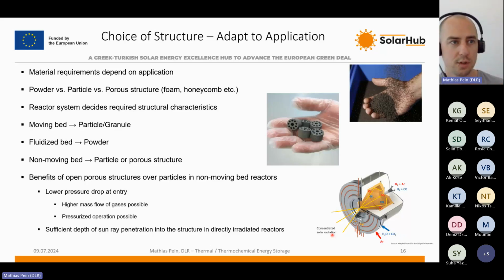So these porous structures have the benefit of a lower pressure drop at the entry of such reactor systems, and also allow for pressurized operation. So we believe that the porous structures have a large potential here, but the difficulty is in finding proper production pathways to produce these porous monolithic structures, and to ensure that they are rigid, that they are stable, and that they do not degrade with high amounts of cycles.